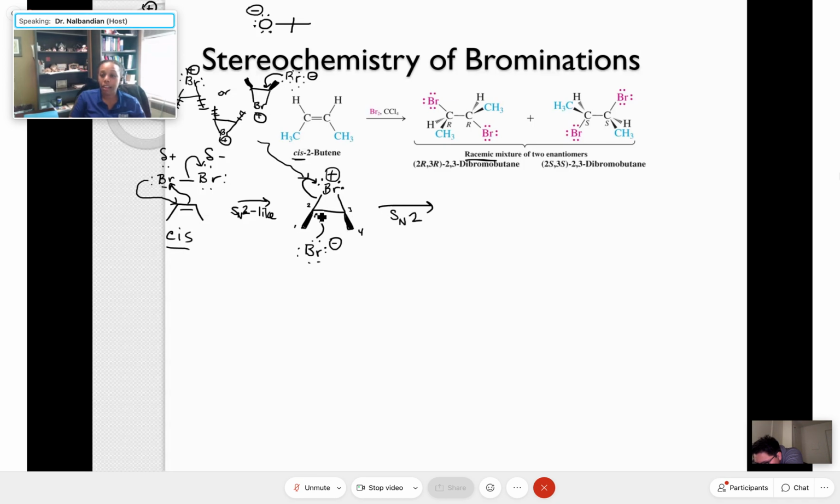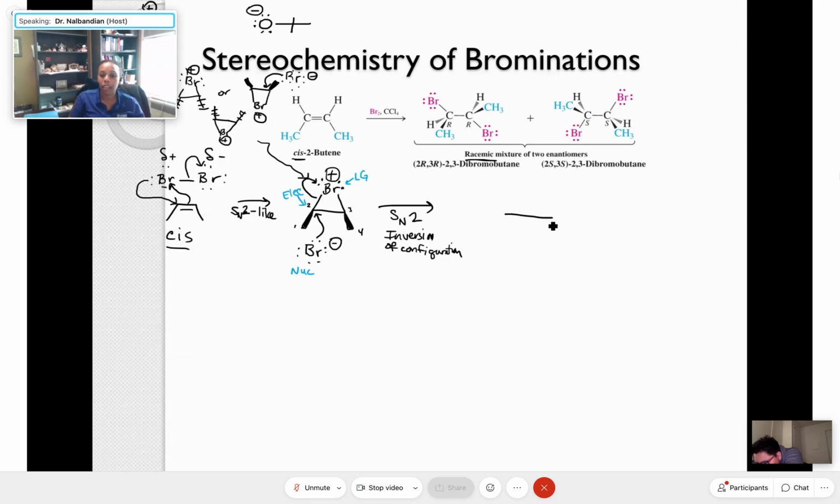Nucleophile, electrophile, leaving group leaves. So I'll label each part. So we have our nucleophile, we have our electrophile, and we have our leaving group for the SN2 reaction. So what happens with the SN2? We get inversion of configuration. We get inversion of configuration. So we need to show the stereochemistry in the beginning so that we can invert that configuration.